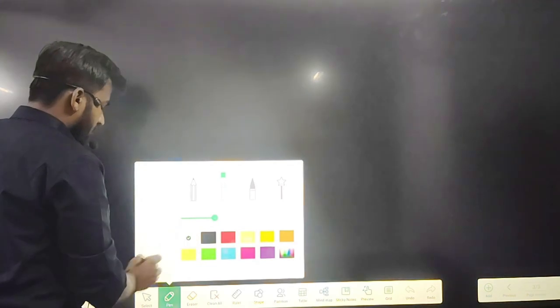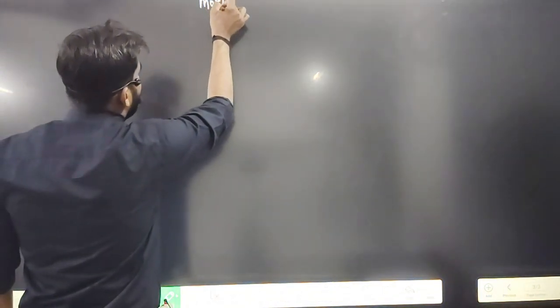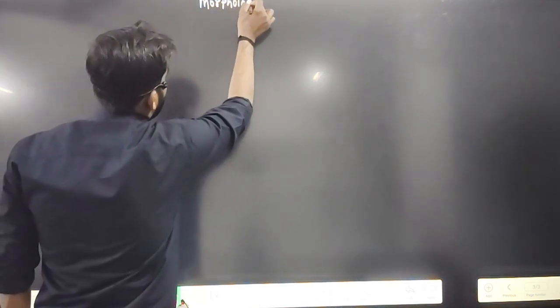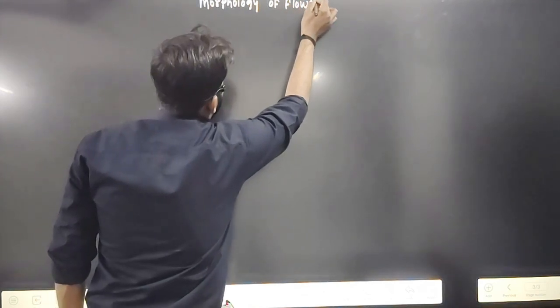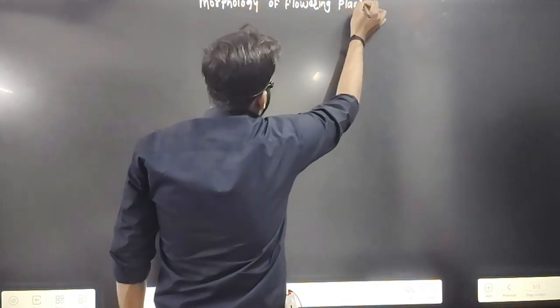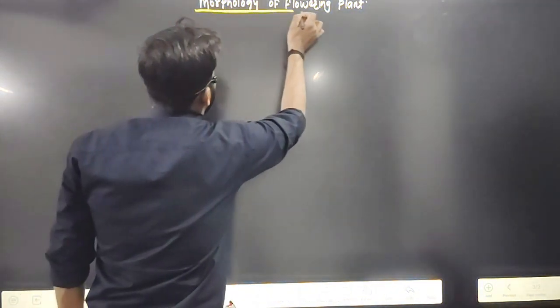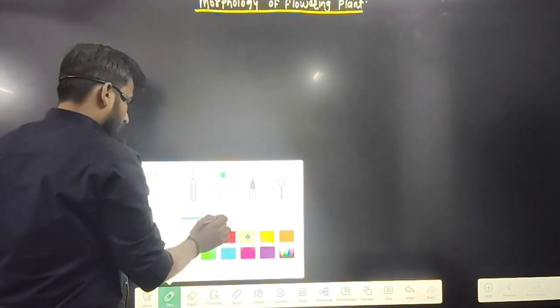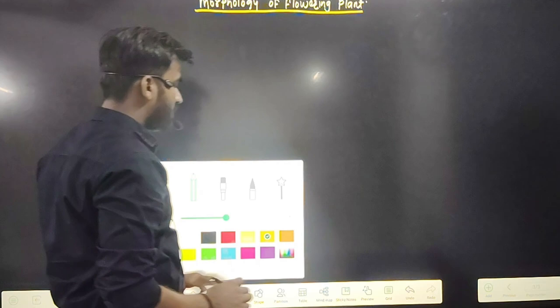First, we learn about the morphology of flowering plants. So dear student, what is the meaning of morphology and what is the meaning of flowering plants? Morphology is nothing but the external part of the plant.